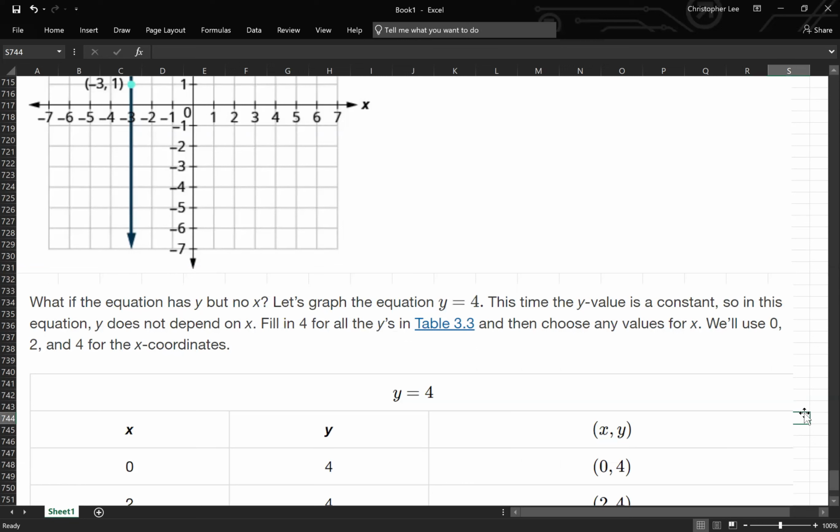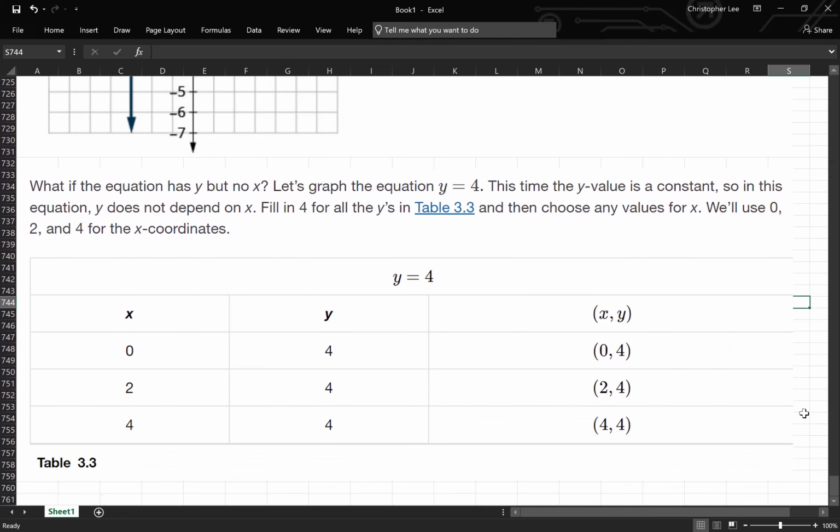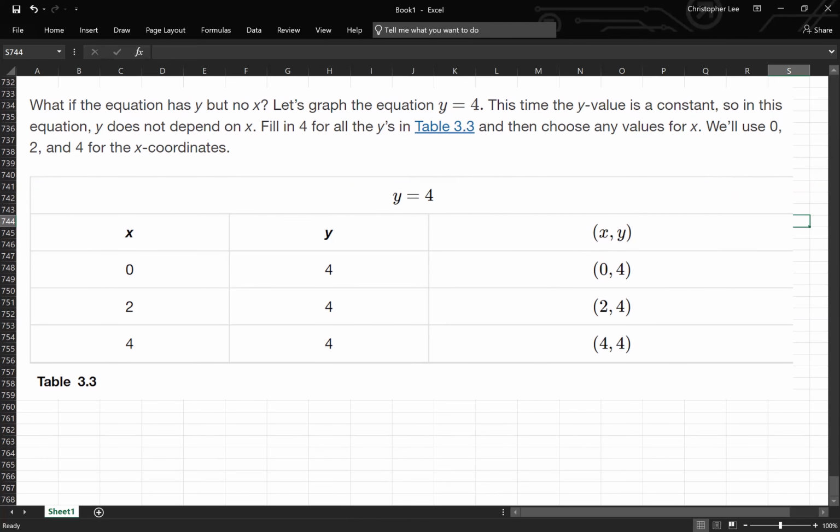So what if the equation has y, but no x? Let's graph the equation y is equal to 4. This time, the y value is a constant. So in this equation, y does not depend on x. Fill in 4 for all the y's in this table right here, and then choose any value for x. We'll use 0, 2, and 4 for the x coordinates, right? So we have x is 0, y is 4, x is 2, y is 4, x is 4, y is 4, right? So as a pair, we have 0, comma 4, 2, comma 4, 4, comma 4. All right, let's take a look at that graph real quick.